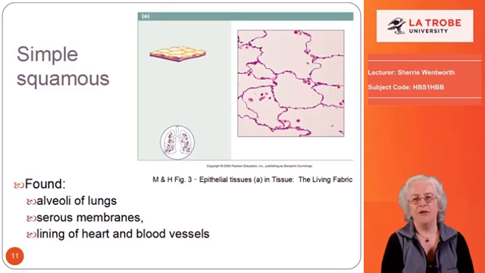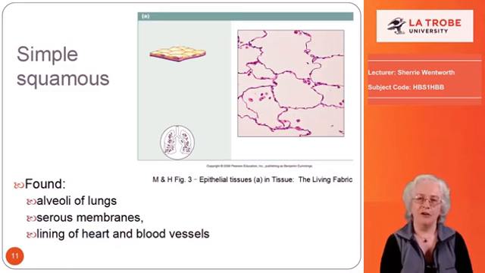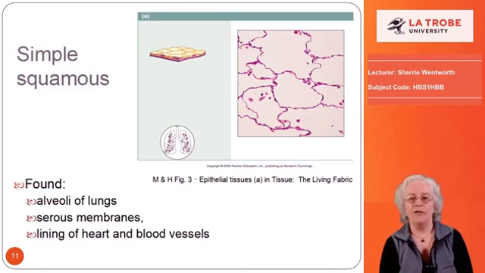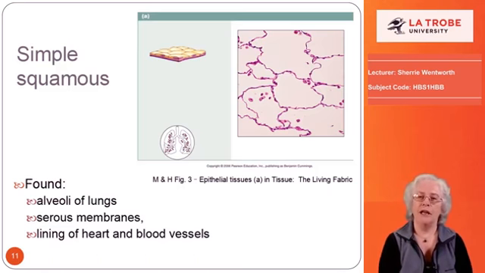So if I have one layer, simple, and I have a flat cell, it'll be a simple squamous layer. And you'll find these layers where we want to transfer substances across the layer. So oxygen, for example, they're found in the alveoli of the lungs. Serous membranes of the body cavities will be simple squamous, as will be the lining of the heart and the blood vessels.